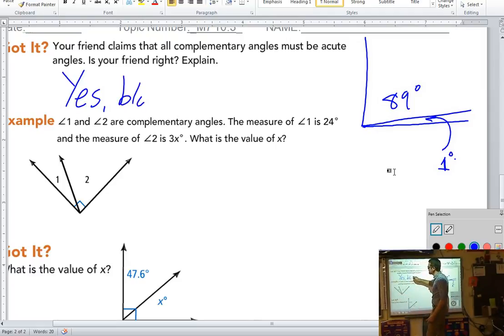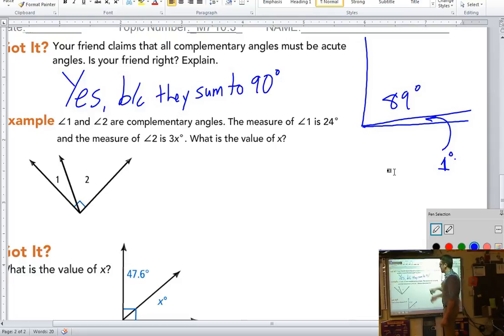Because they sum to 90, the angles must be acute. Because they both have to be less than 90 to add up and make 90.